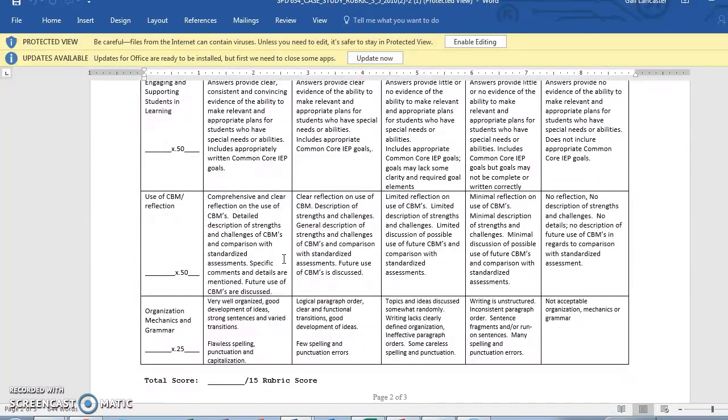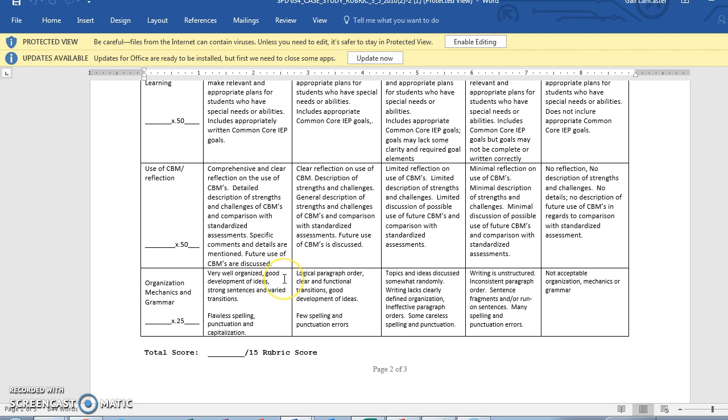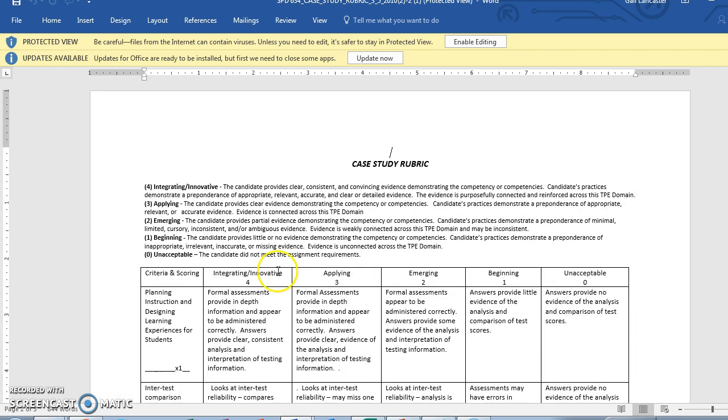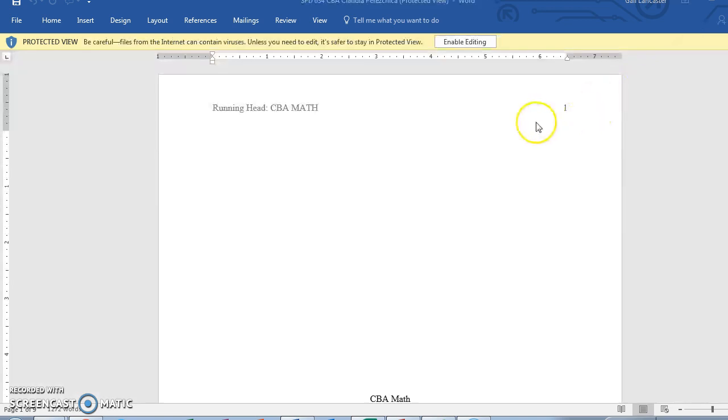Reflect on the use of CBMs. What's good about them? What's bad about them? What can you use a CBM for versus a formal assessment? What can you use a formal assessment for versus a CBM? And of course, is your paper easy to read? So those are the basics of the rubric for the case study. So let's take a look at something else.